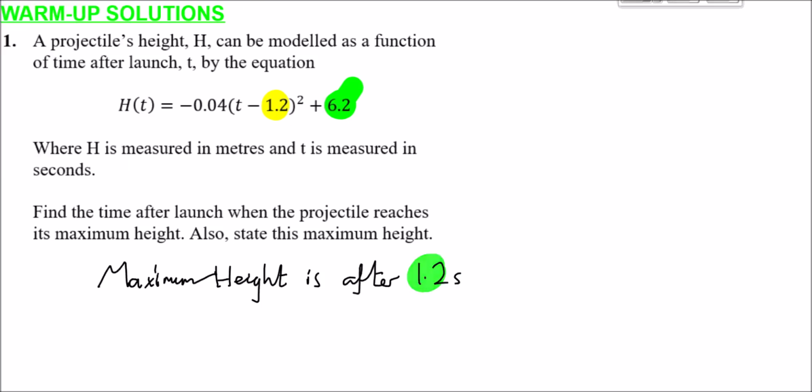Whoops, wrong colour. I needed that in yellow. There we go. And this number here tells us the y-coordinate of the maximum. In other words, the maximum height itself. So the maximum height is going to be 6.2 meters. So after 1.2 seconds, it reaches its maximum height, which is 6.2 meters. And that's all there is to it. There's no real solving going on. It's just a case of identifying what the completed square version of a quadratic tells us, which is really important.